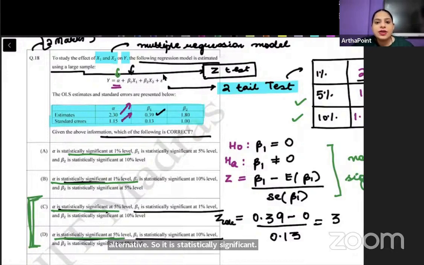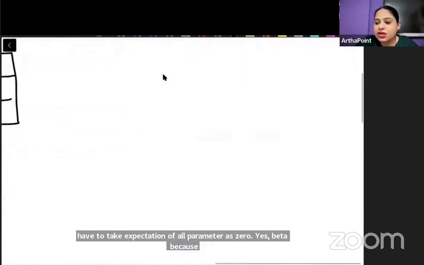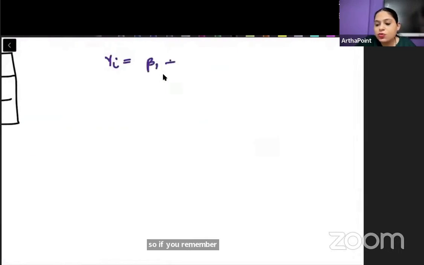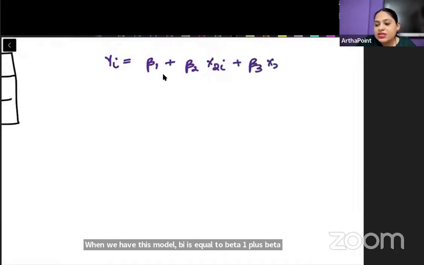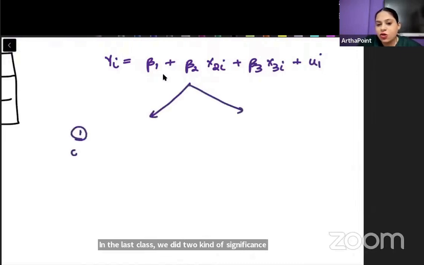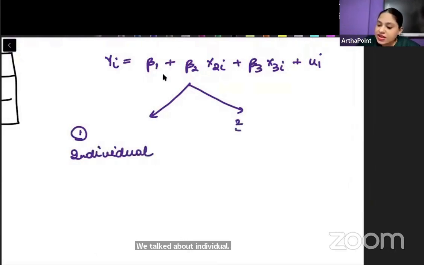We have to take expectation of all parameters as 0. Yes, because of significance. So you remember what significance was? If you remember, when we have this model, yi is equal to beta 1 plus beta 2 x2i plus beta 3 x3i plus ui. In the last class, we did two kinds of significance. One we talked about was checking individual significance.